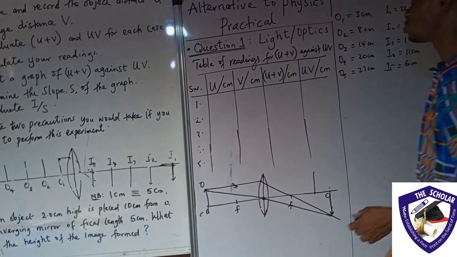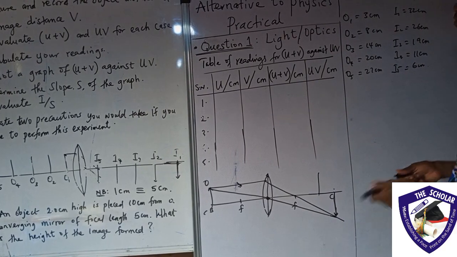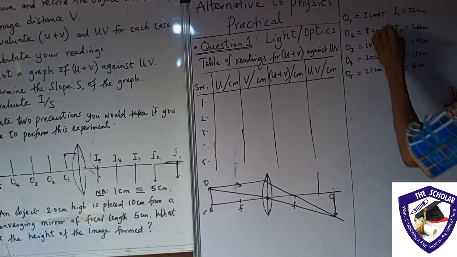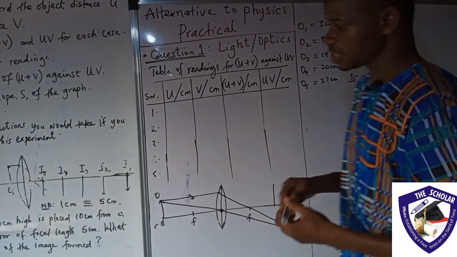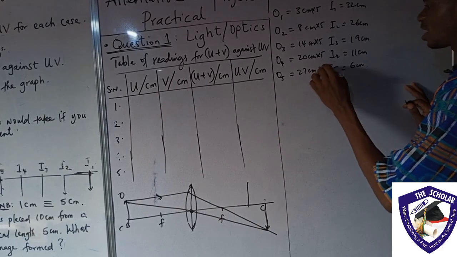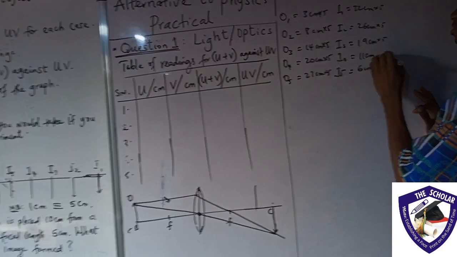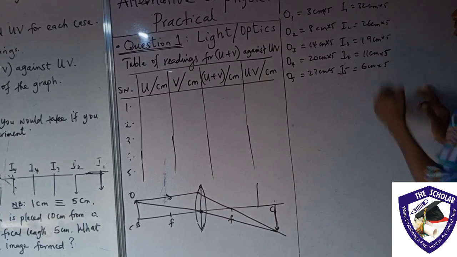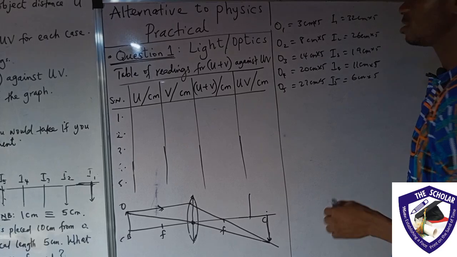So what are you now going to do next? For each of the values that we have here, you multiply by 5. So this is times 5, times 5, times 5. Based on what? Based on the scale given to us, that 1 centimeter is equivalent to 5 centimeter. Times 5, the same thing with this. Times 5, times 5, times 5, times 5. So let's now record our value on the table.